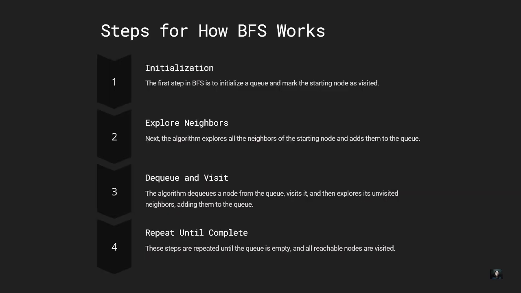Next, let us see the steps for how BFS works. First step is initialization. The first step in BFS is to initialize a queue and mark the starting node as visited. The second step is to explore neighbors. Next, the algorithm explores all the neighbors of the starting node and adds them into the queue. Dequeue and visit. The algorithm dequeues a node from the queue, visits it, and then explores its unvisited neighbors, adding them into the queue. The last step is to repeat until complete. These steps are repeated until the queue is empty and all reachable nodes are visited.